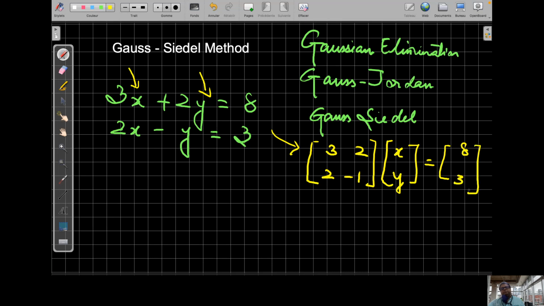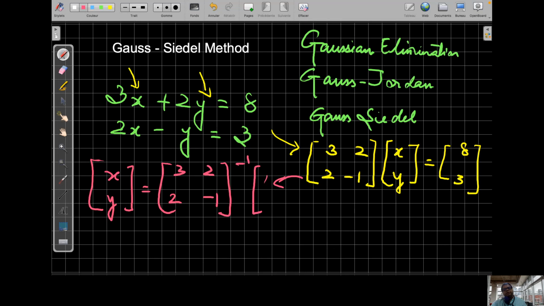One of the beautiful techniques in linear algebra is that I can come up with the solution directly: x and y equals the inverse of the matrix 3 2 and 2 minus 1, multiplied with 8 and 3. I compute the inverse of this and then multiply it with 8 and 3. If I do this, this will solve the equation.